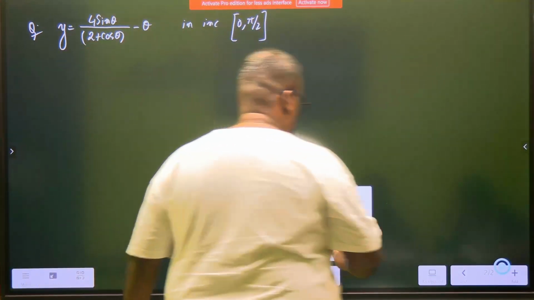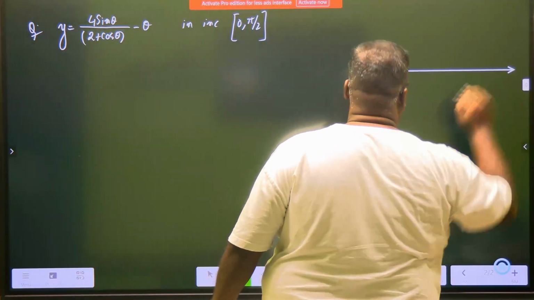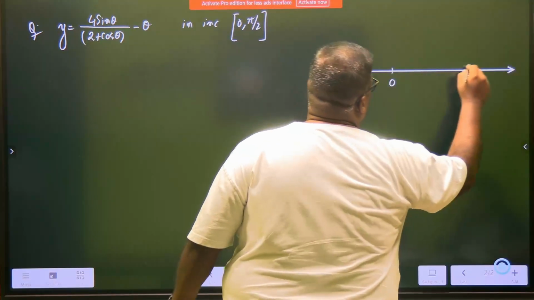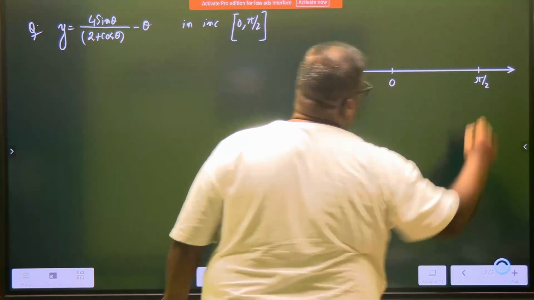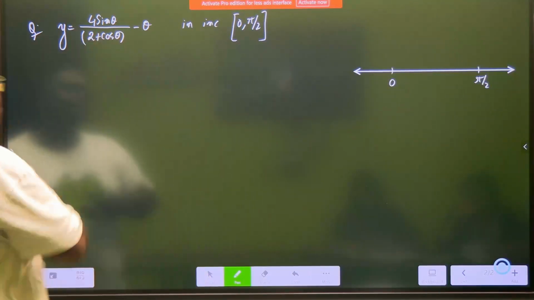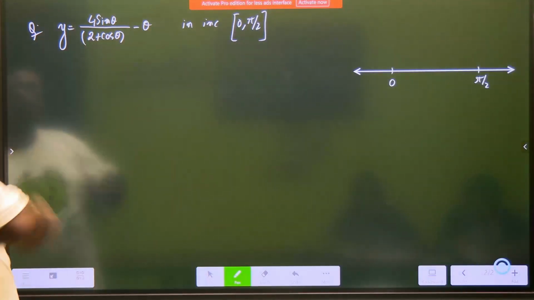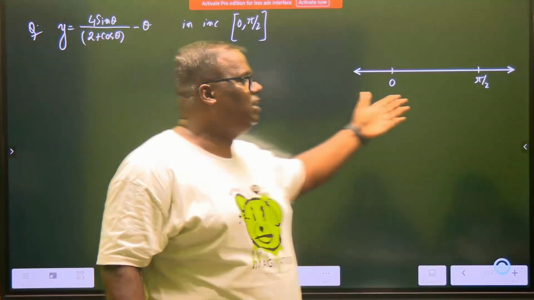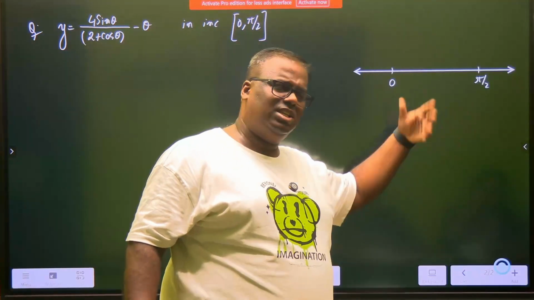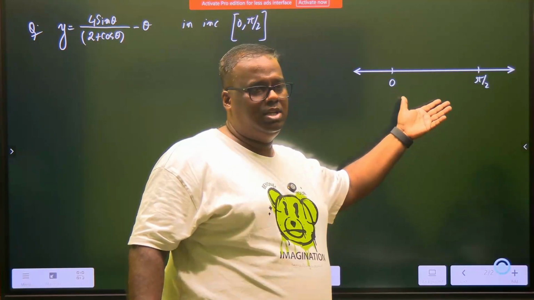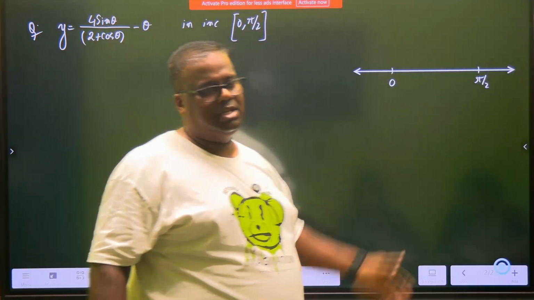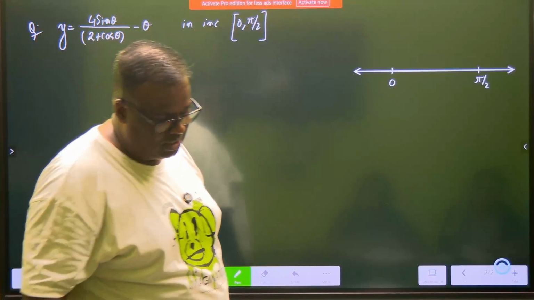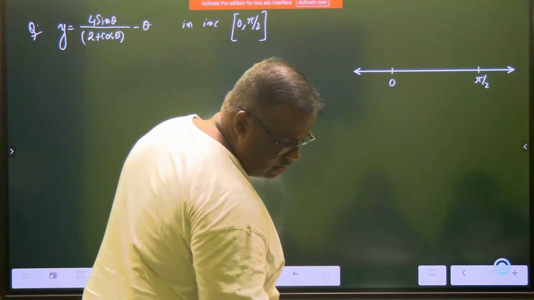So show it between 0 and pi by 2. Let's say this is our 0 and this is our pi by 2. Here we have to show that the function is increasing. How will you do such problems? Just try to find out f dash x, and between 0 and pi by 2 you can take pi by 4 and see.